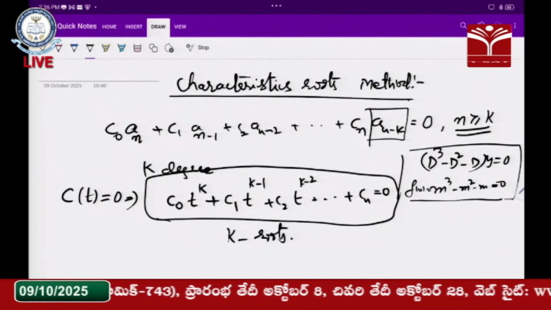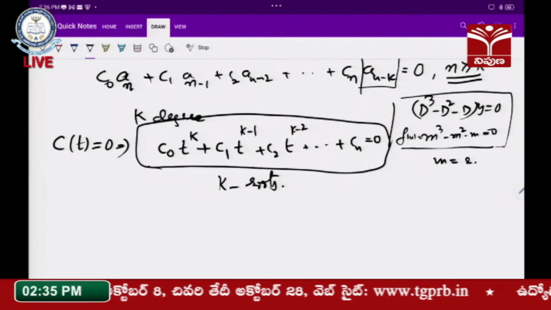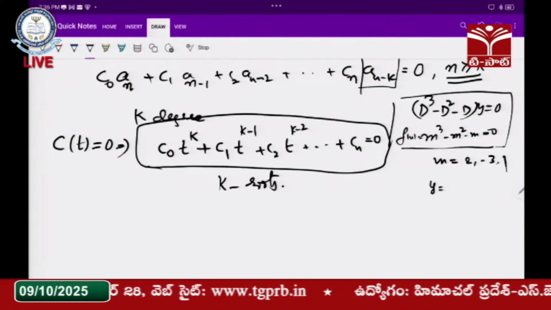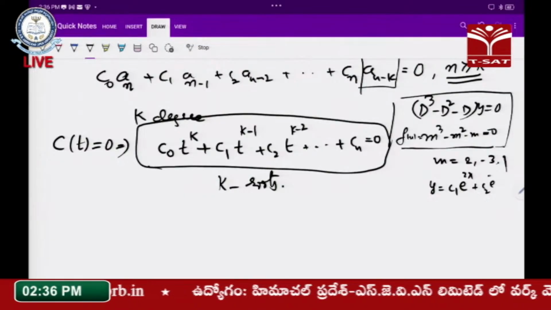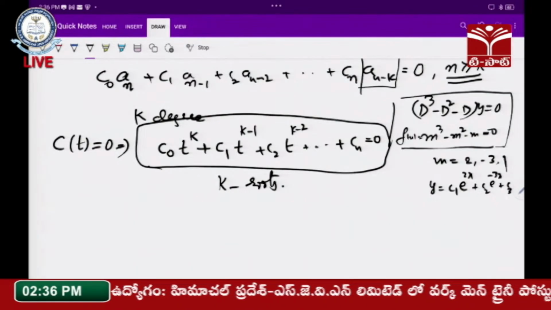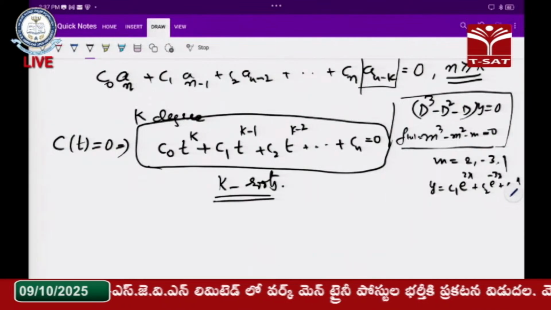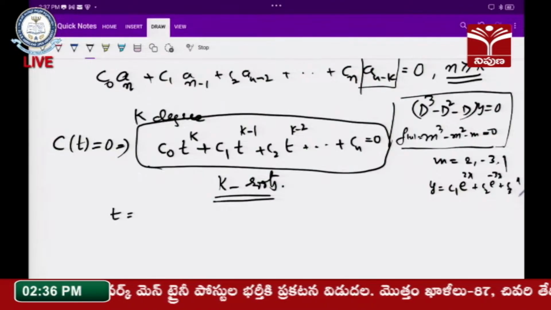When k roots are there, like in a differential equation, for example, the auxiliary equation has 2, minus 3 and 1 as solutions, then what is the solution? We can write the linear combination of these: C1 e power 2x plus C2 e power minus 3x plus C3 e power x. Same logic here also. If k roots are there, for example, all the roots of this characteristic equation are distinct.